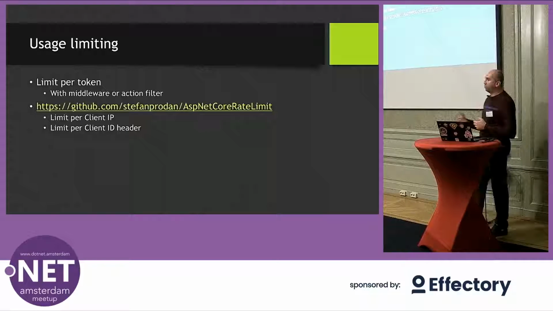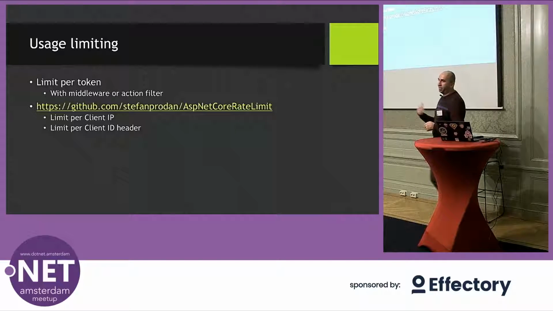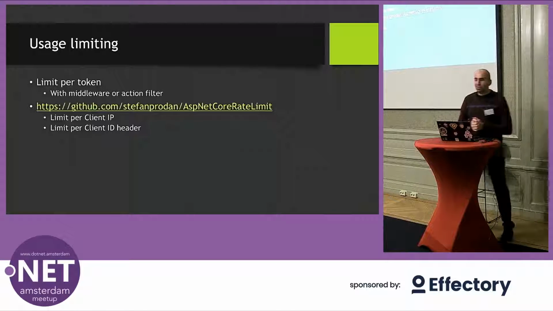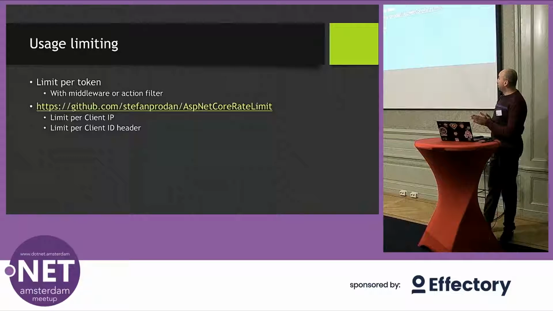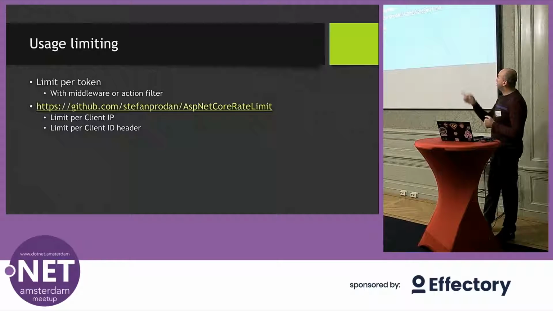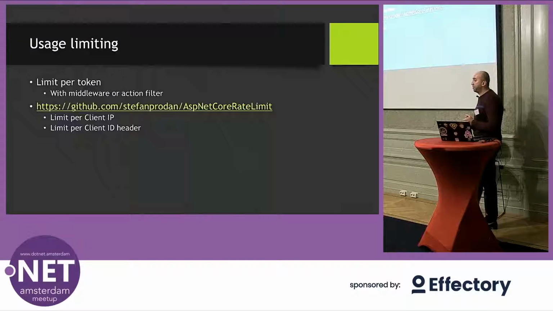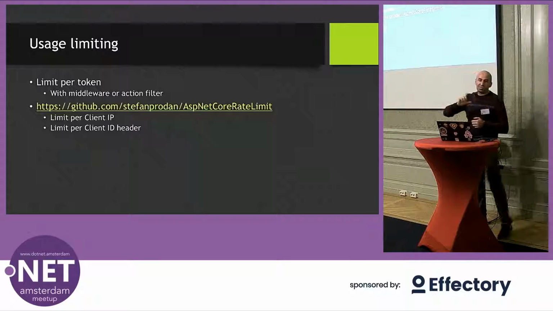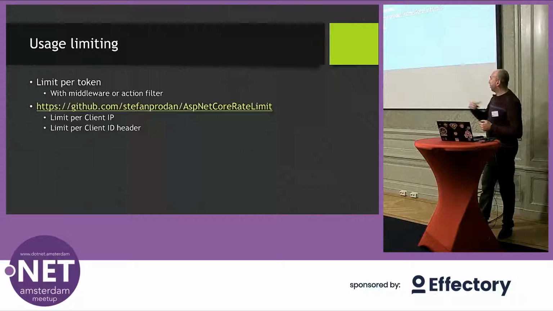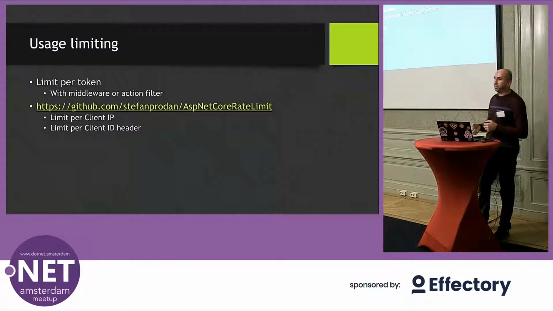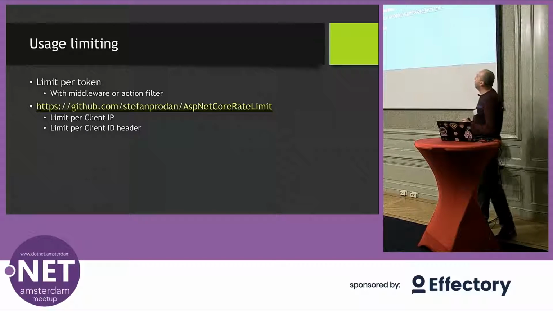They are making too many requests on it and actually affecting other users. So you can add user limiting. In the demo, we have a limit per token, and it's implemented with middleware. You can implement it with middleware or an action filter. So per token, that means per JWT token. If you use the same JWT token, you cannot call your APIs more than, let's say, once in 5 seconds, which is the case in the demo.